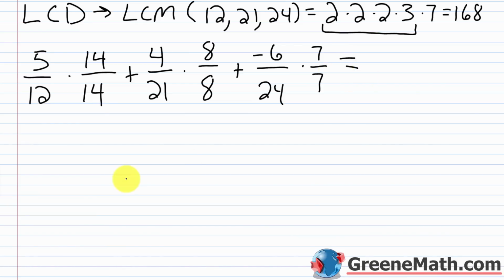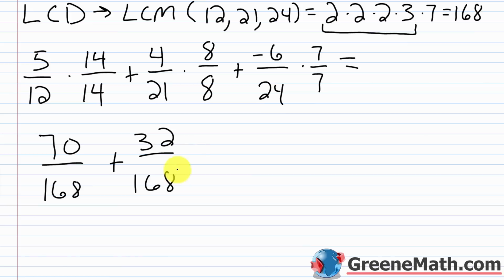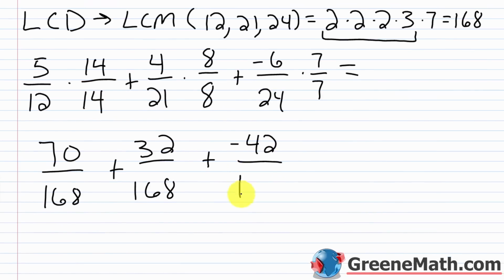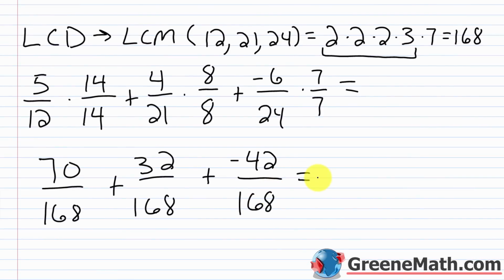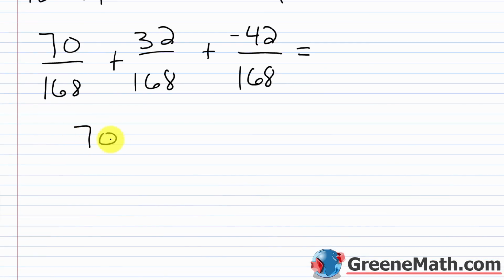So 5 times 14 is 70. We know that 12 times 14 is 168. Plus 4 times 8 is 32. 21 times 8, we know that's going to be 168. Plus negative 6 times 7 is negative 42. Over 24 times 7, that's 168. And now we just add. So 70 plus 32.